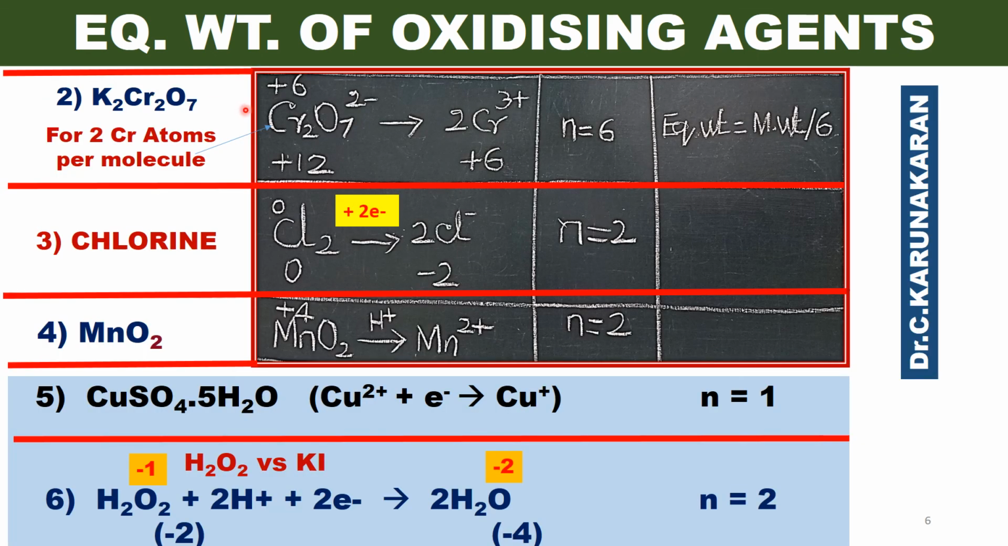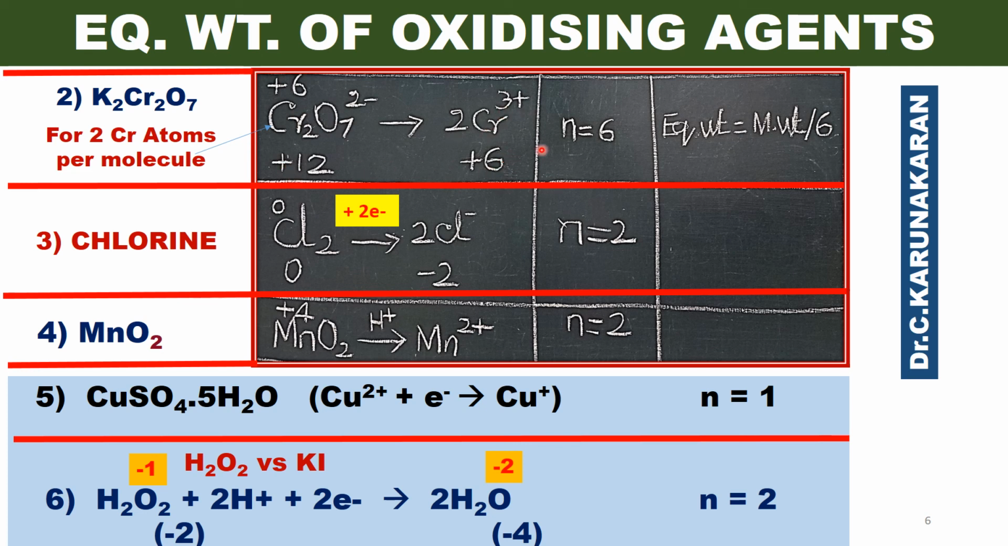There are other oxidizing agents, potassium dichromate. In this, potassium dichromate is reduced to chromium 3 plus. There are 2 chromium, therefore 2 chromium 3 plus. The oxidation number of chromium in Cr2O7 2 minus is plus 6 per chromium atom, and for 2 chromium atoms per molecule, therefore plus 12. Here also there are 2 chromium 3 plus ions, therefore plus 6.